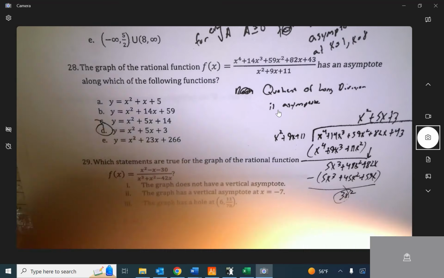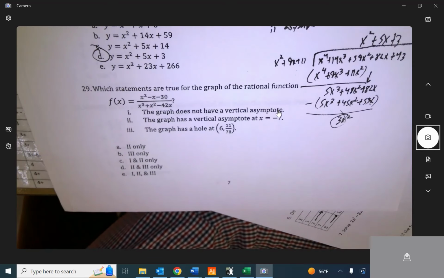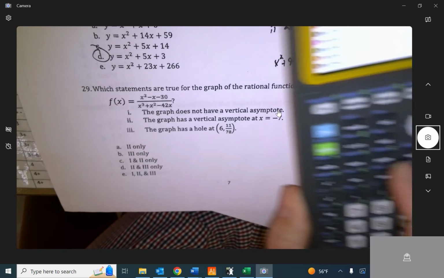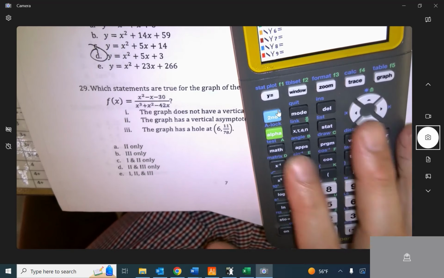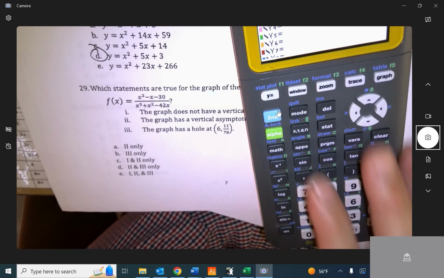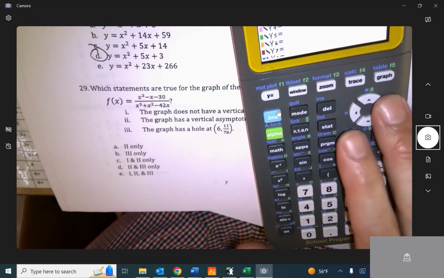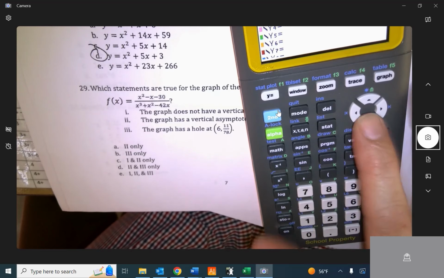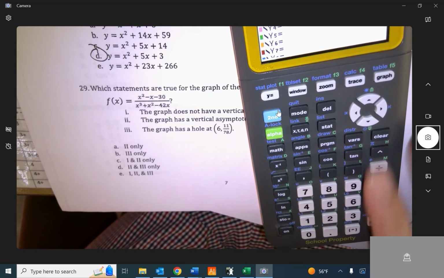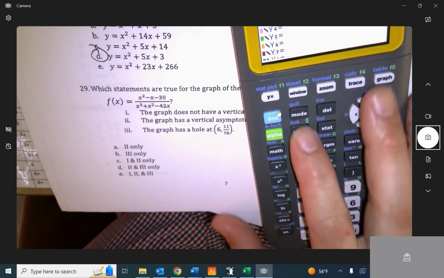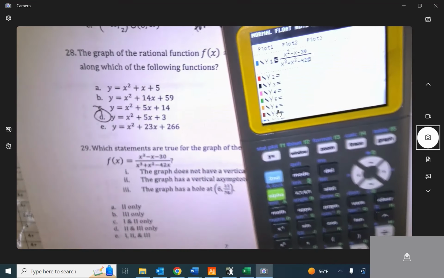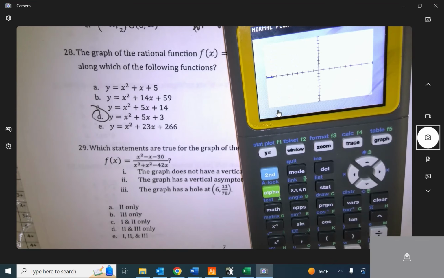All right, 29. Which statements are true for the graph of the rational function? First one says the graph does not have a vertical asymptote. That is a lie. Again, if it's talking about a graph, I'd be a moron to not look at the graph. I mean, yeah, there's things you're supposed to know. Like, I'm very confident it has a vertical asymptote. Will the calculators show it, though? Of course, calculators don't show it. I guess it's fully possible to generate a question that'll kind of trump a calculator.